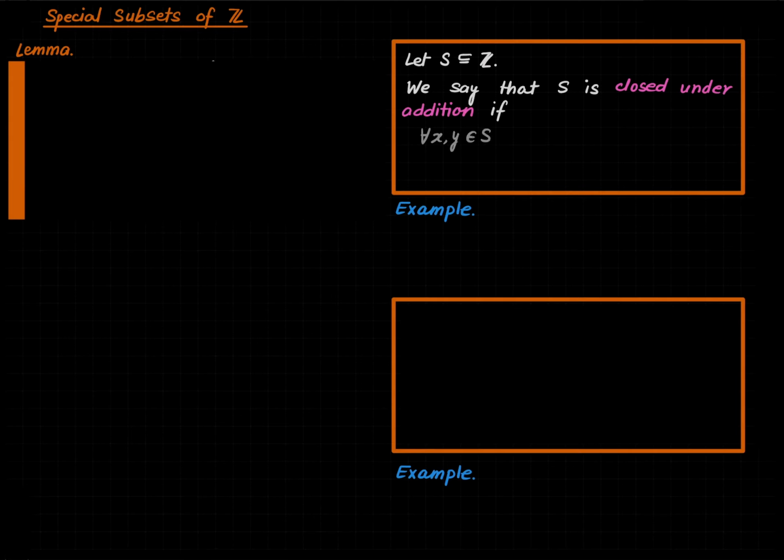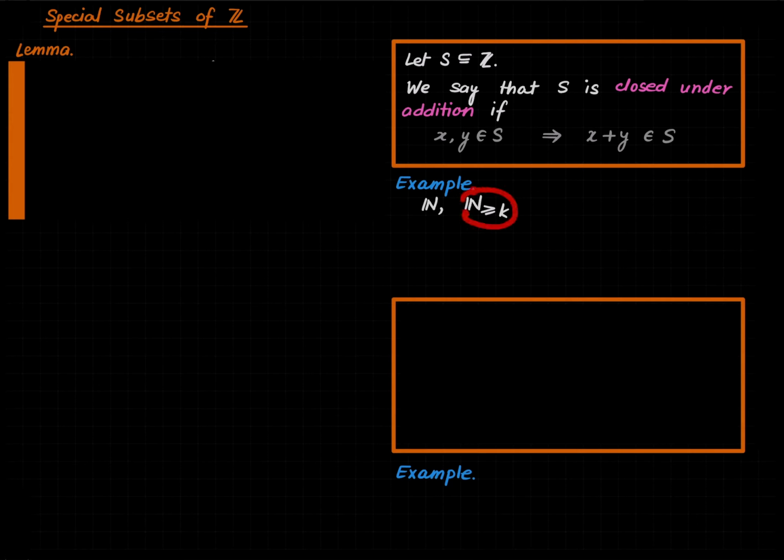And an example would be, you take the set of natural numbers. This is a set which is closed under addition. Or you can take tails. So suppose I take this, k is any natural number. Then this set, which is defined as follows, all those natural numbers which are at least k. So those are also closed under addition. If you add two natural numbers, two elements from here, they will remain here. They will not pop outside.